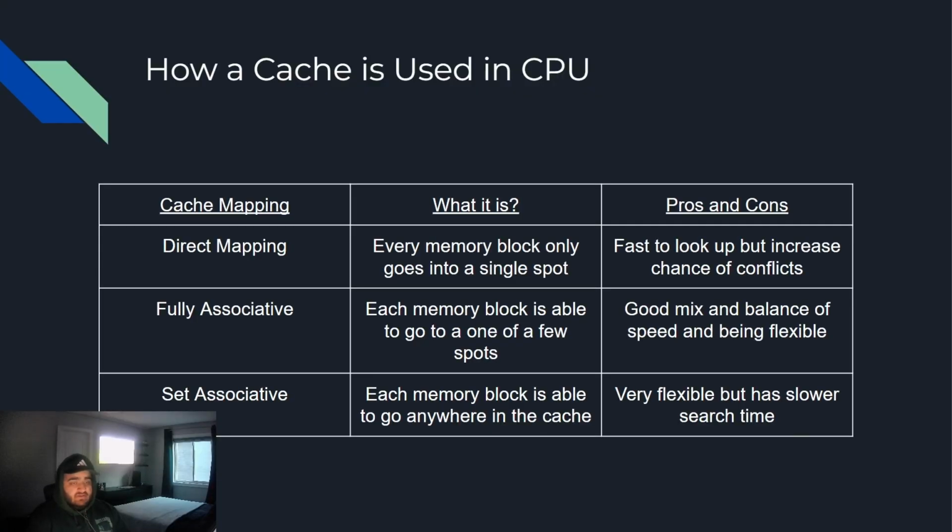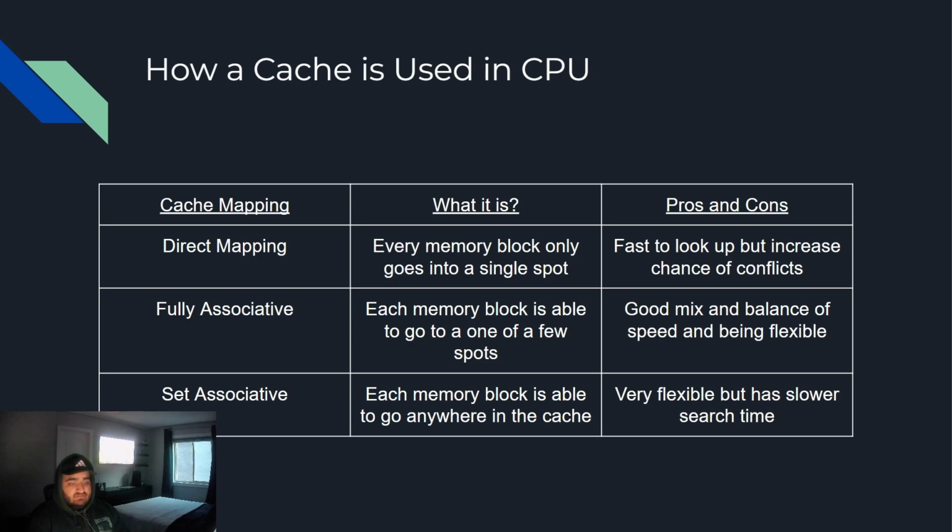Now we will discuss how a cache is used in the CPU. When the CPU loads data into the cache, it needs a strategy to decide where each block of memory should go. The process is called cache mapping, and there are three main methods. The first is direct mapping. In this method, each memory block is assigned to exactly one spot in the cache. It's fast, but if two blocks compete for the same location, it can cause frequent conflicts and cache misses.